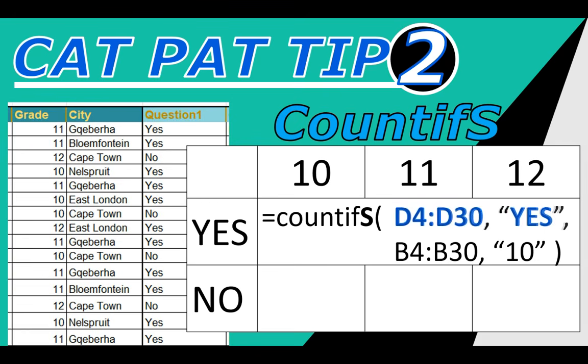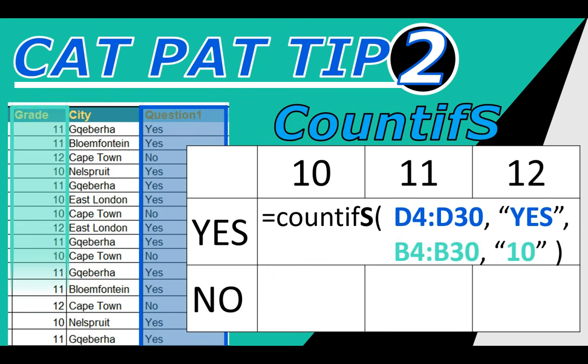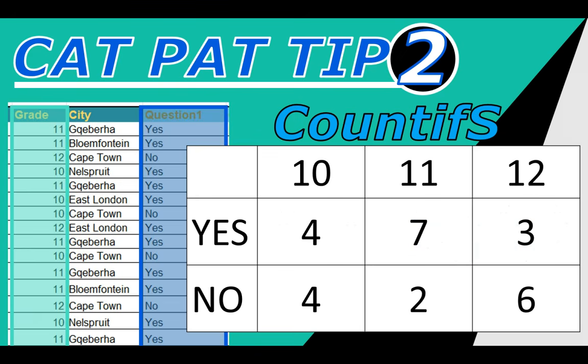And in our first range, we are looking for the number of people in question 1 that said yes. So we looked at that range and we looked for the yes of that question. And then for our next range and criteria, we're going to look at the grade column. And we're looking for how many people are in grade 10 in that grade column. And by combining those 2 criteria, we can find out how many people said yes for grade 10, how many said yes for grade 11, and yes for 12, and then the no's as well.